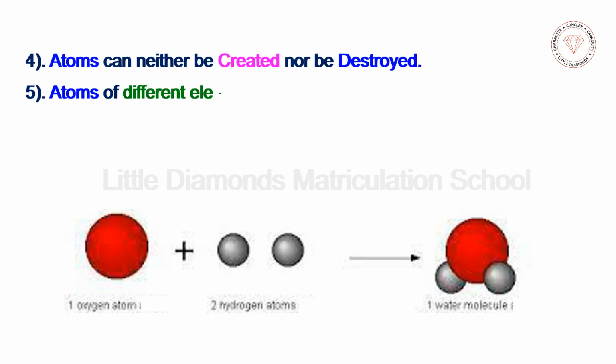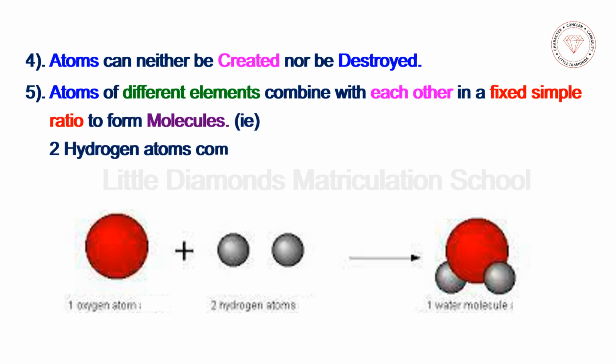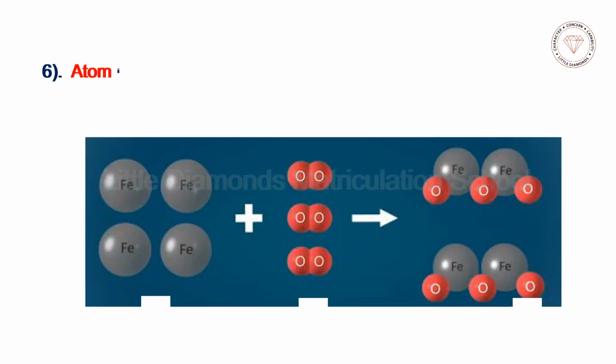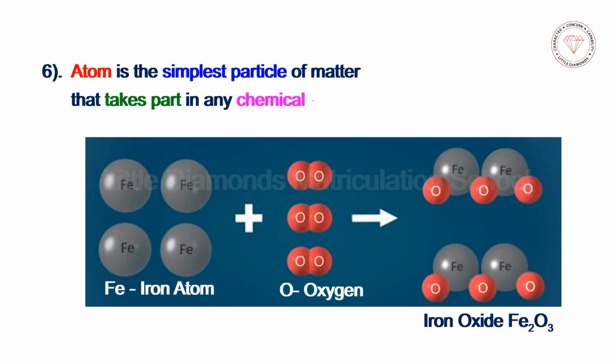Atoms of different elements combine with each other in a fixed simple ratio to form molecules. That is, two hydrogen atoms combine with one oxygen atom to form one molecule of water. 2:1 is a simple fixed ratio. An atom is the simplest particle of matter that takes part in any chemical reaction.